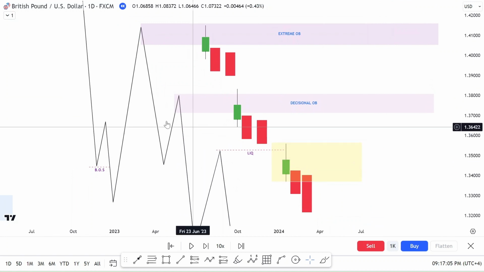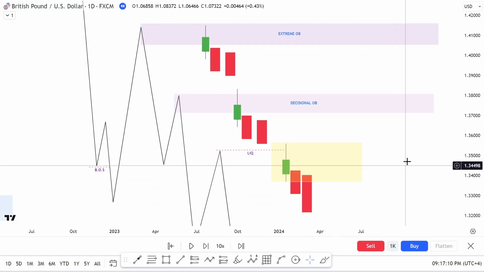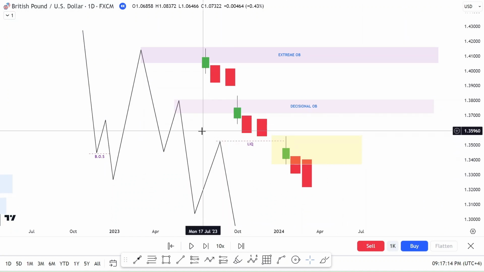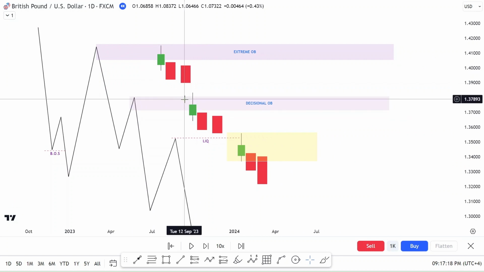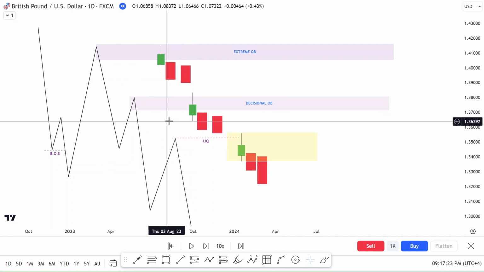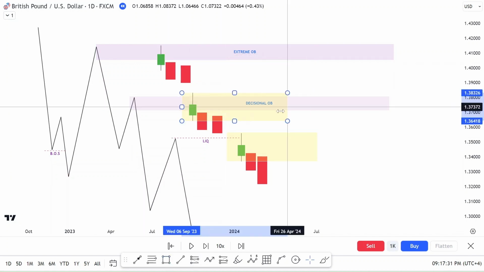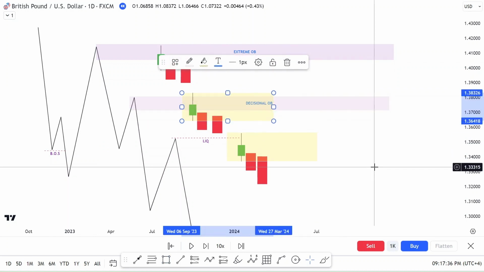In the other scenario, the market tapped into our decisional OB, which is the first OB available after the liquidity level. In this scenario, if the candle sweeps the OB itself, I think it's even better, because it sweeps more liquidity. So when the next candle closes under that candle, this is our single candle order block. Immediately you can identify it as a single candle order block, and you can open a trade here to sell and put the stop loss just above it.